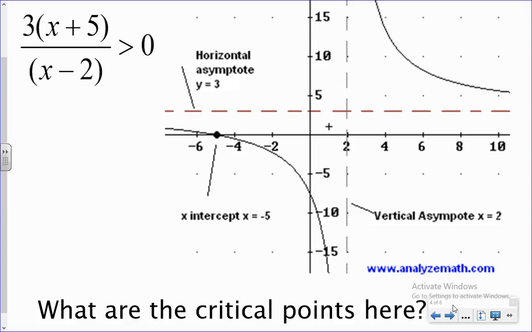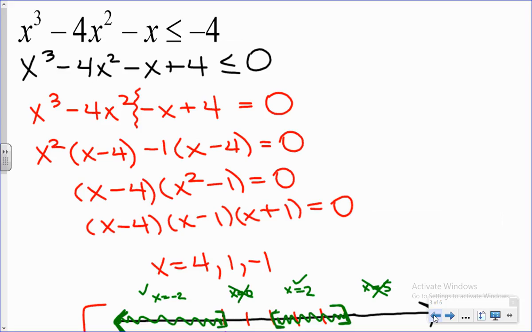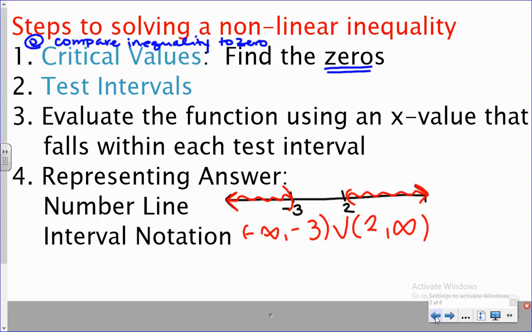So maybe we need to come back here to our list. Critical values, find zeros and vertical asymptotes if it's applicable. I abbreviate VA if you want to write the whole thing, that's fine.